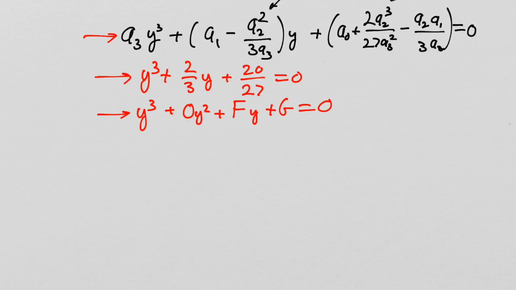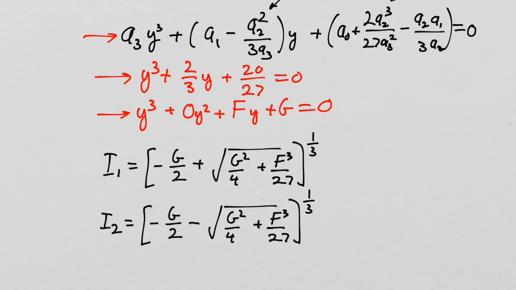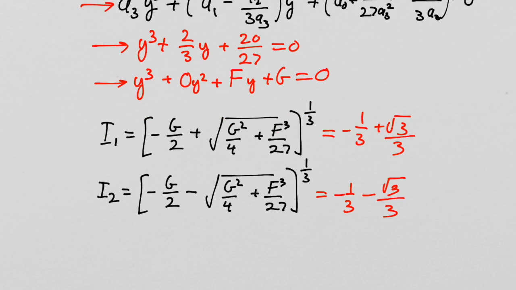And once you have that, we create 2 new intermediate values. These new intermediate values are called I1 and I2, and they're just constructed out of the coefficients of the depressed cubic form, g and f. And the only difference between the two is the sign of this guy in the middle. And notice it's a cube root. So for our problem, these results for I1 and I2 are minus 1/3 plus root 3 over 3 and minus 1/3 minus root 3 over 3.